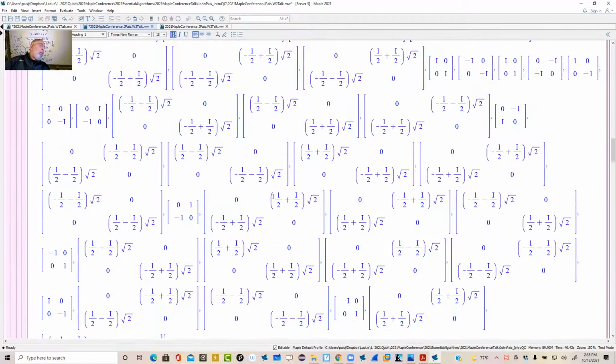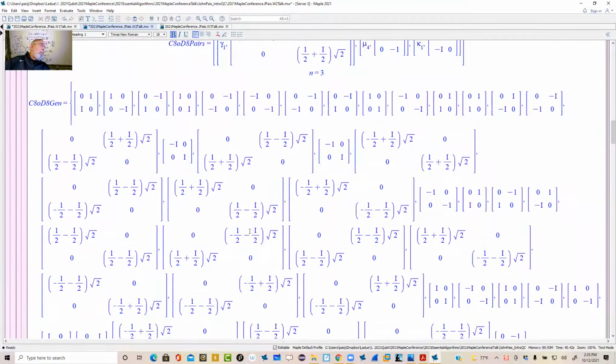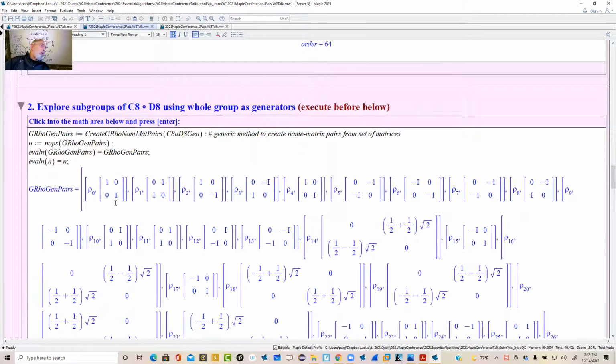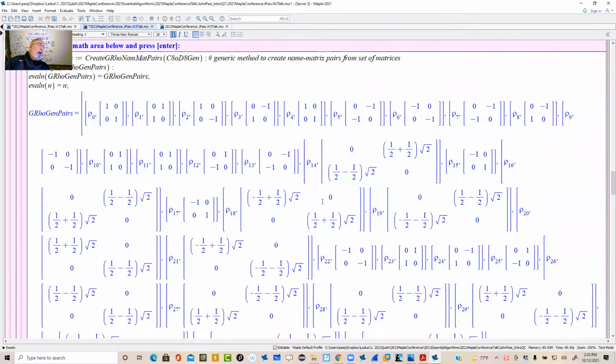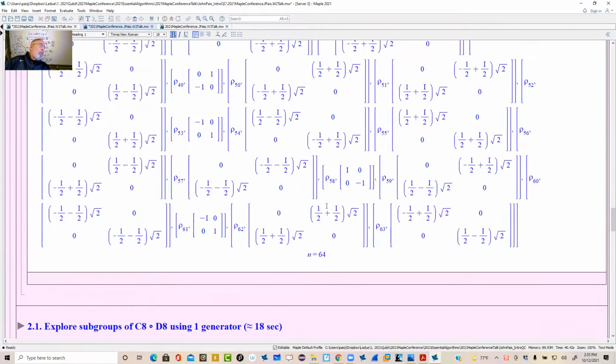I take this group that I generated using these 3 generators right here, and now I make it a bunch of generators. How do I do that? Well, I basically create a bunch of pairs. I pair off, and rho, by the way, sorry, I stepped on somebody's toes about this, but rho is my generic Greek letter. So basically I have a pair, a Greek letter and a name for each one of these matrices in this group. And so I have 64 of those.